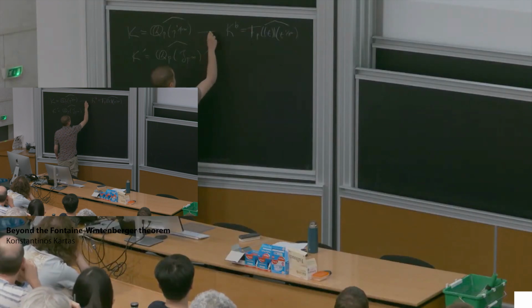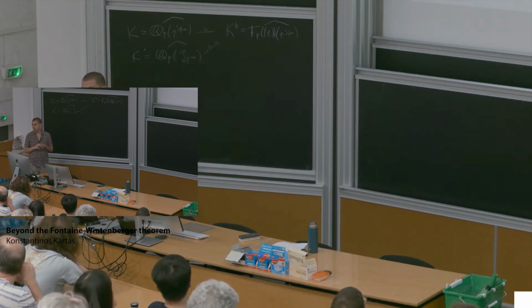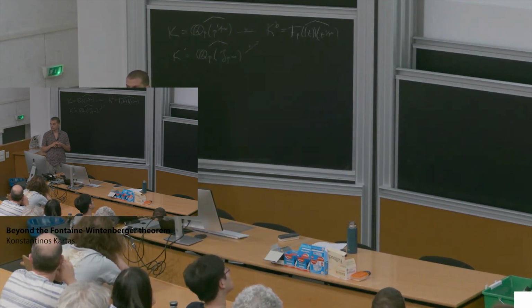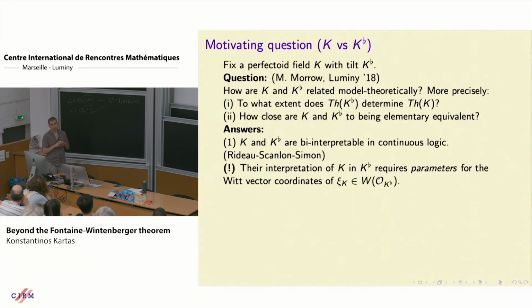So what do you mean by bi-interpretable exactly? It's not the usual notion, is it? Yeah, I think it's the usual notion. Each one interprets the other, and the composition is, yeah. But you're saying it for K on the one hand and K flat with the constant adjoined on the other hand. Yes, that's why I'm mentioning the parameters. That's why I included this exclamation mark.